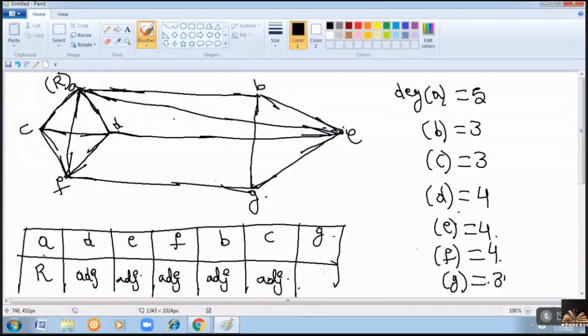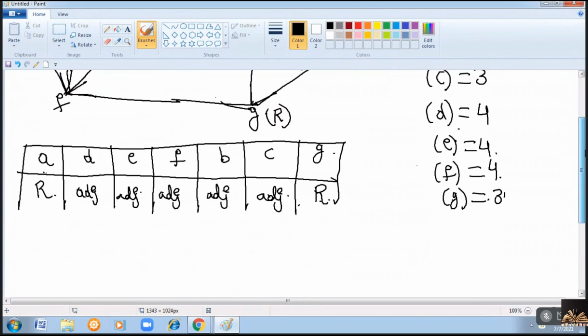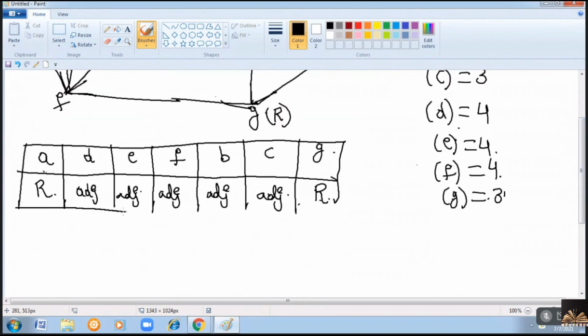Here G is not adjacent, right? G is not adjacent to A. Therefore, you can color it with the same color which you have used for the first vertex. So, A and G can be colored with red. Now, repeat the same step until all the uncolored vertices are colored.